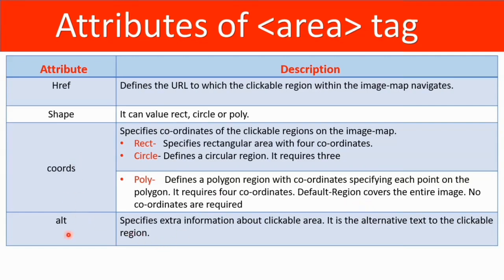And one more is the alt attribute. The alt attribute we use to give a name to the particular shape or the particular image. If the shape is not available or the image is not displayed, the name of that shape or image can be read by using alt, like a title. It specifies extra information about the clickable area, and it is the alternative text for the clickable region.